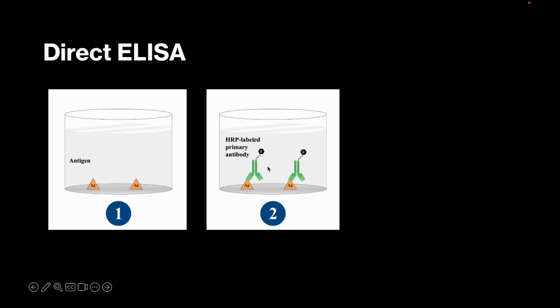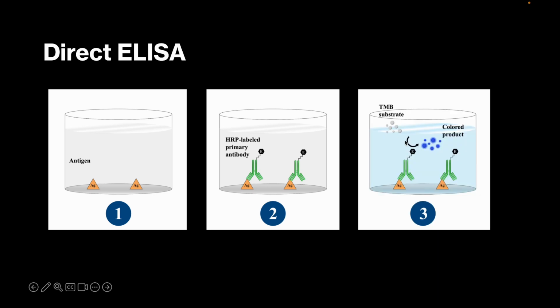You have only one antibody which is linked with the enzyme, and if you put substrate, and the antibody binds to the antigen, you will see a colored product. So as you can see, this is very simple. It's only three steps, and you don't need multiple antibodies. That's why it is called the direct ELISA.